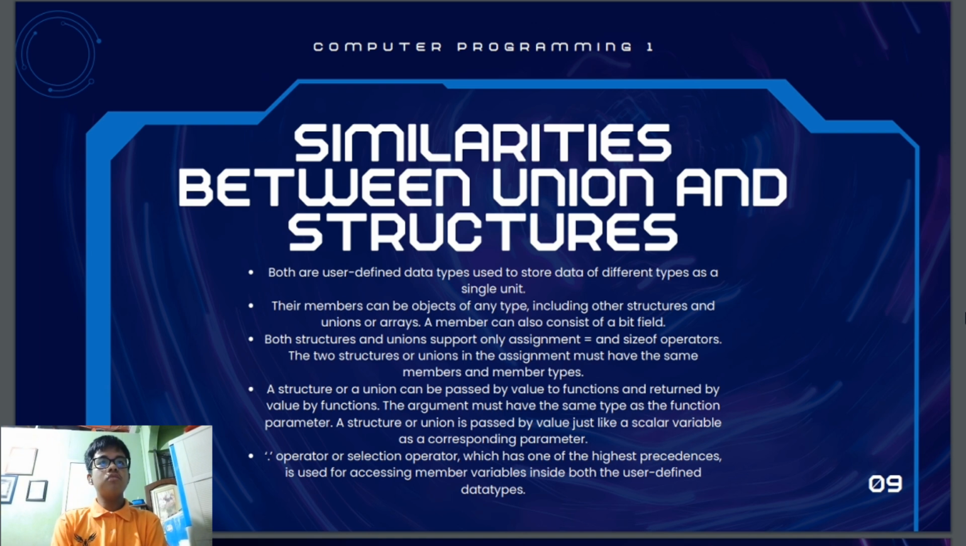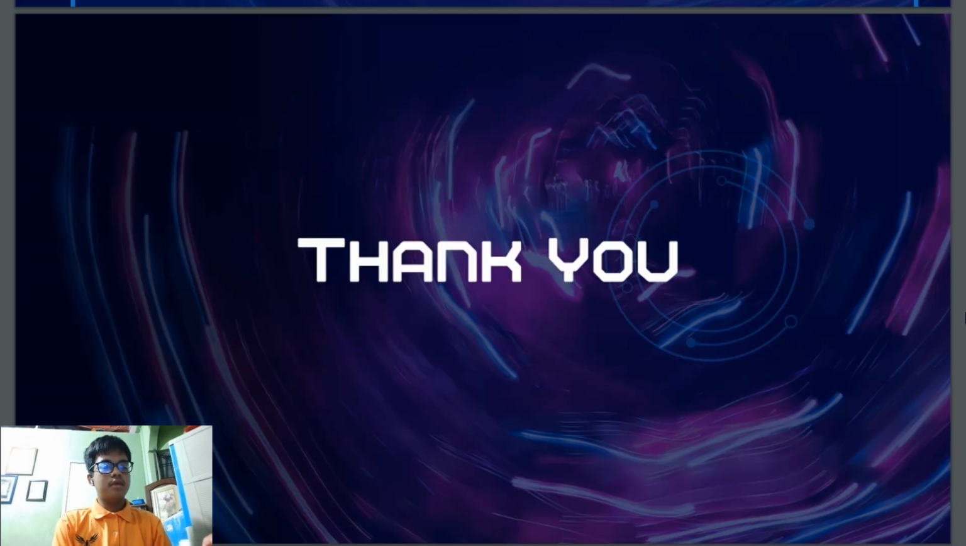A structure or a union can be passed by value to functions and returned by value from functions. The argument must have the same type as the function parameter. A structure or union is passed by value just like a scalar variable as a corresponding parameter. The dot operator or selection operator, which has one of the highest precedences, is used for accessing member variables inside both the user-defined data types.